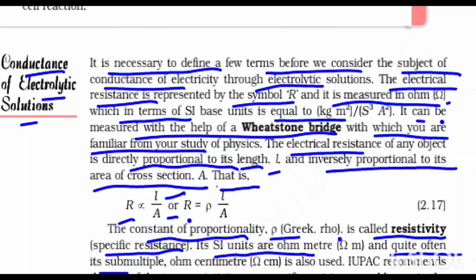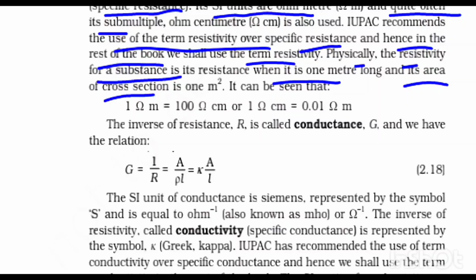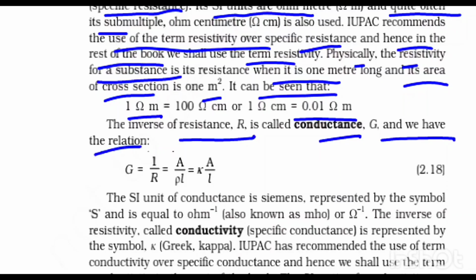IUPAC recommended resistivity over specific resistance, and hence in the rest of the book we shall use the term resistivity. Physically, the resistivity of a substance is the resistance when it is 1 meter long and its area of cross section is 1 meter square. It can be seen that 1 ohm meter is equal to 100 ohm centimeter, or 1 ohm centimeter is equal to 0.01 ohm meter. The inverse of resistance R is called conductance, G, and we have the relation G is equal to 1 by R is equal to A by rho L is equal to kappa A by L.